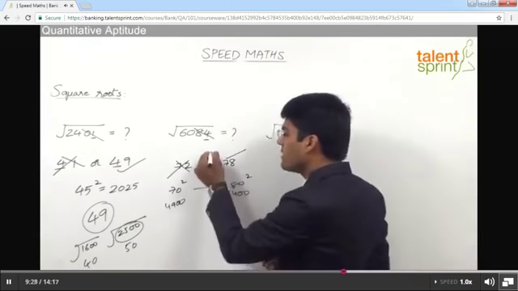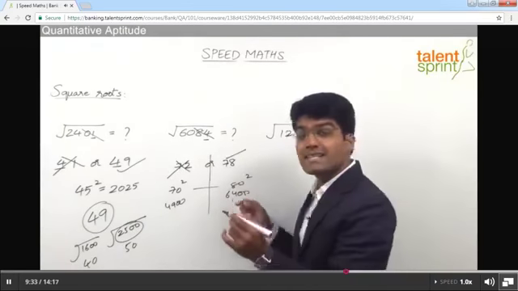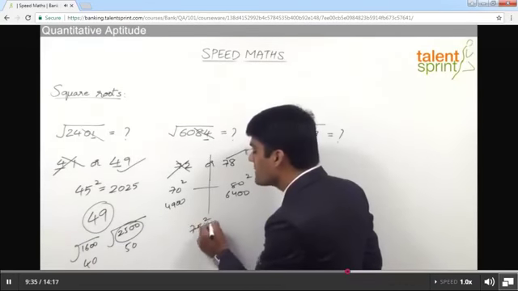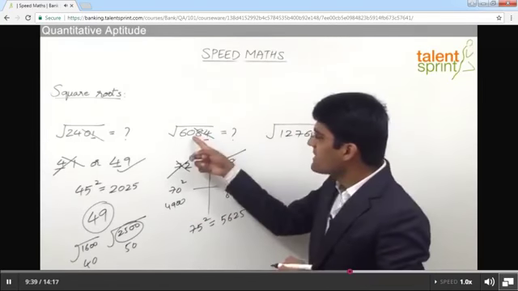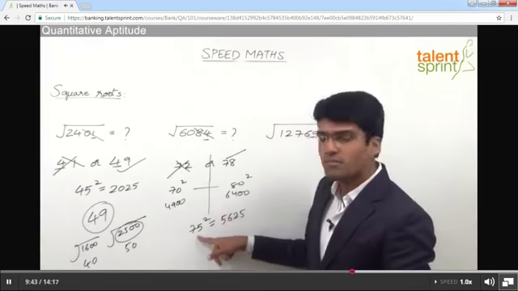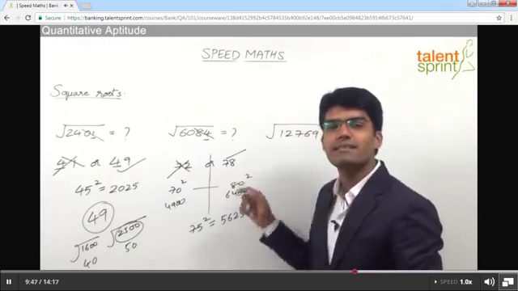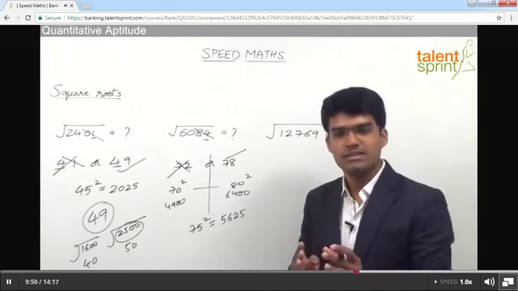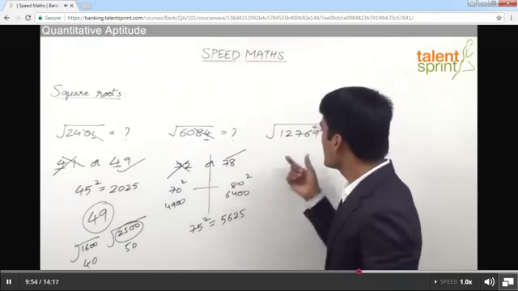Otherwise, we can find out the square of the middle number. What comes exactly between 72 and 78? 75. 75 square is 5625. Now if you observe, 6084 is greater than 5625. If it is greater than 5625, answer should be greater than 75. What is greater than 75? 78. So 78 is taken as the correct answer. So these three steps will give you the square root of the given number. Let us take one more example.